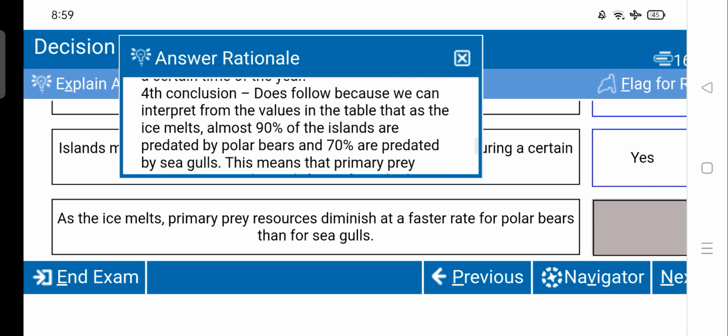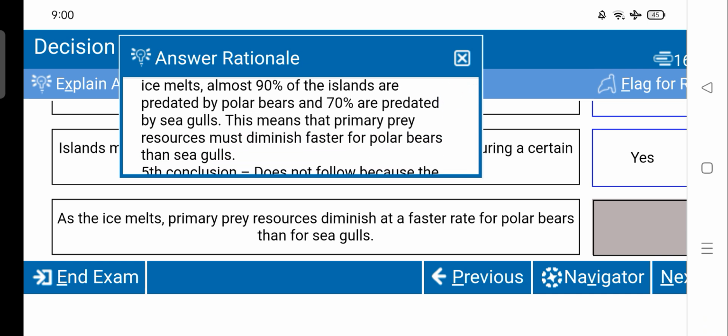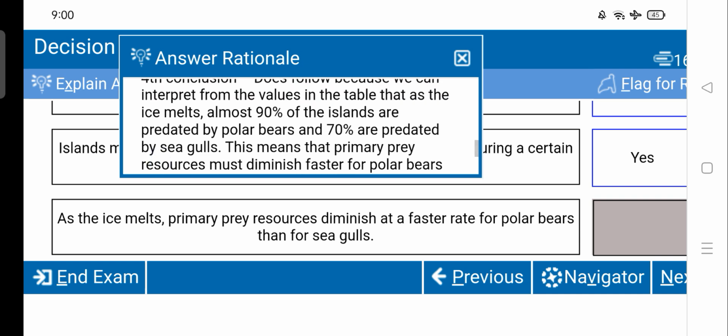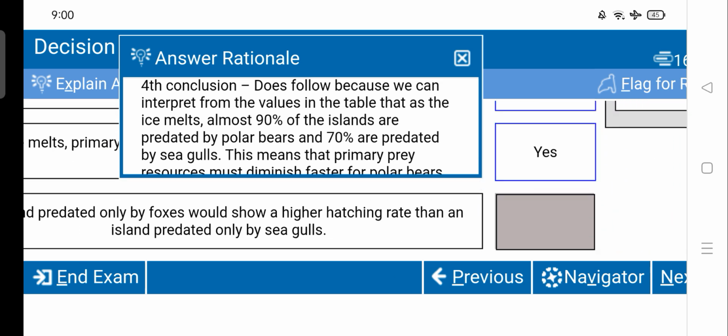Fourth conclusion does follow because we can interpret from the values in the table that as the ice melts, almost 90% of the islands are predated by polar bears and 70% are predated by seagulls. This means that primary prey resources must diminish faster for polar bears than seagulls. So it does follow. So again, we will drag a yes and drop it here.